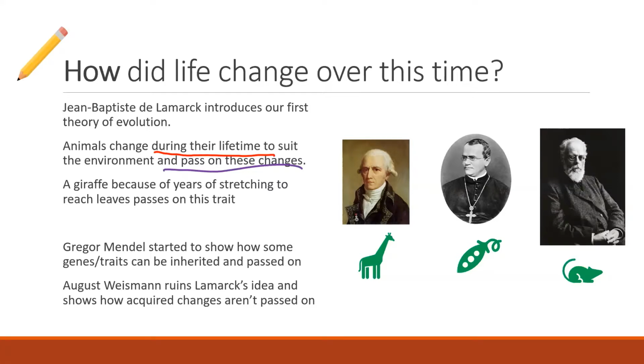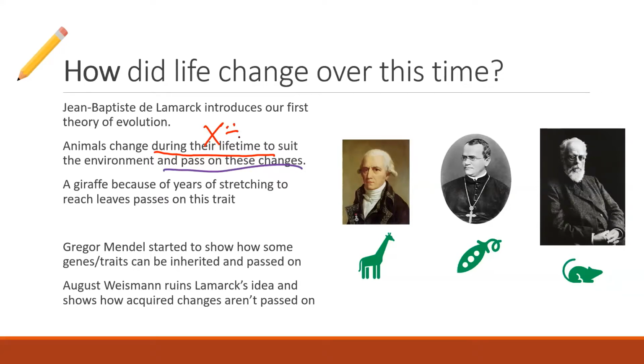Yes, animals do change to suit their environment and they do pass on these changes. But the part that's wrong is they don't do this over their lifetime. We know that. That was one of the very first things I taught you guys. Evolution doesn't happen over one species' lifetime. Otherwise, it would be like evolution from Pokemon. It takes a long time. The example that Jean-Baptiste Lamarck suggests was the giraffe.